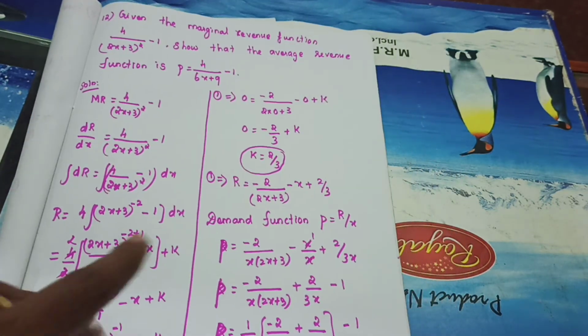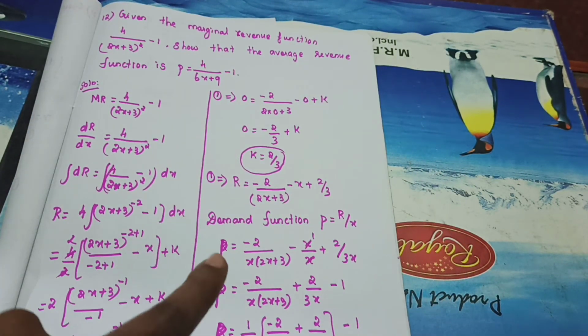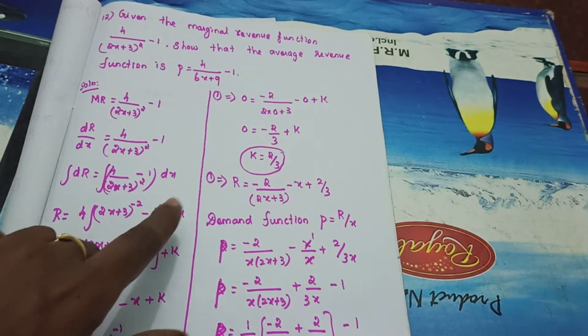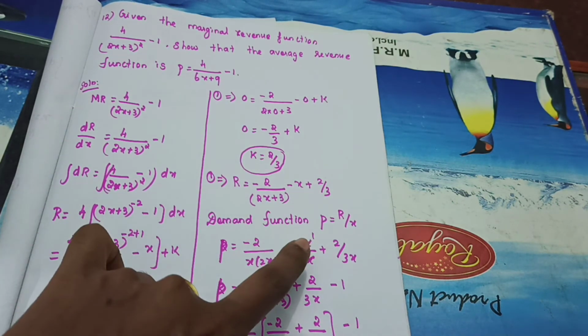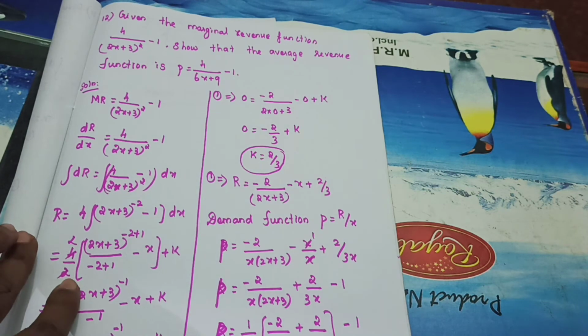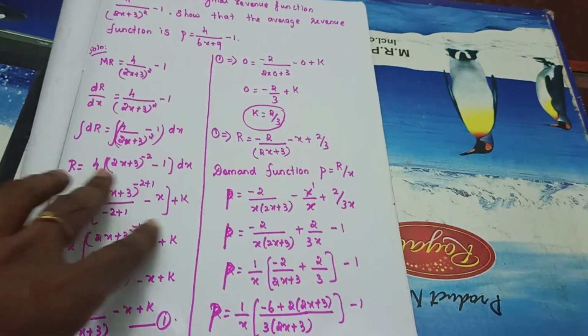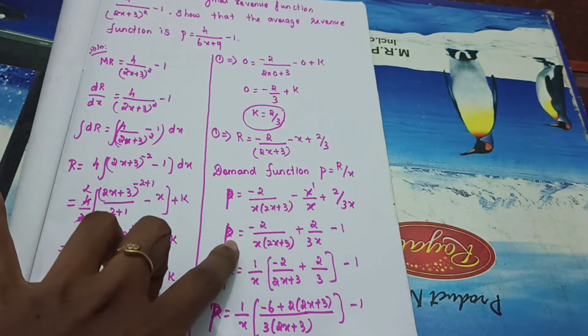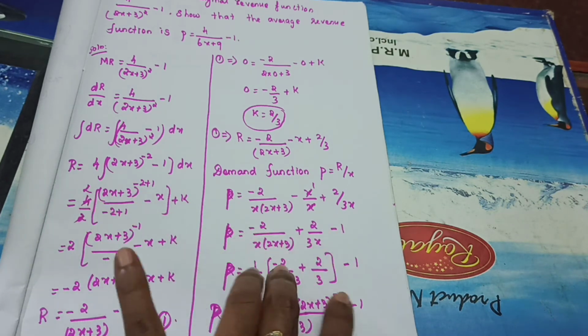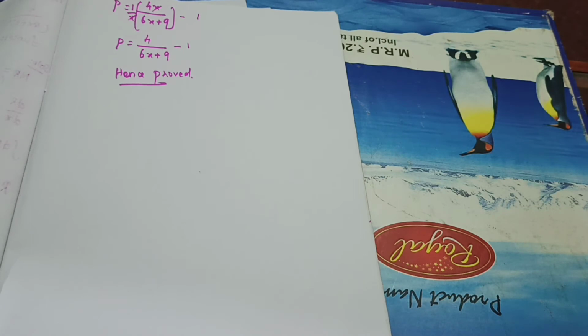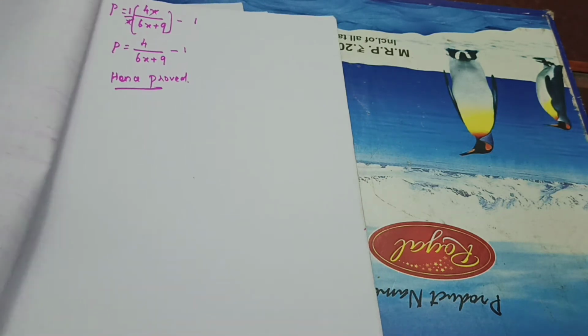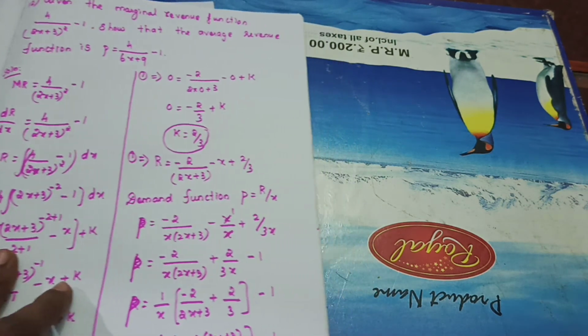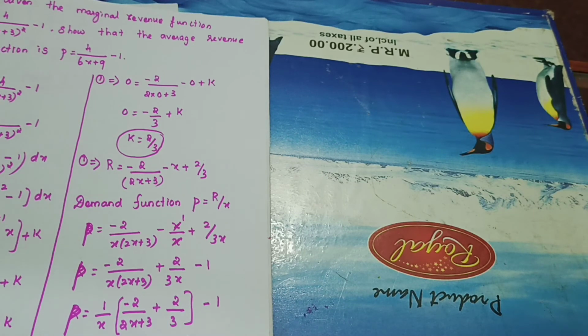So equation 1, substitute in 1. From that you will get the k value. So in equation 1, substitute the k value. Demand function P is equal to R by x. So simplify each value by x. Cancel this 2, I have joined. Take down the LCM and then I have simplified. And I have got the answer as 4 by 6x plus 9 minus 1. Very important question. Very important. Please learn it, students. This only you need to understand.